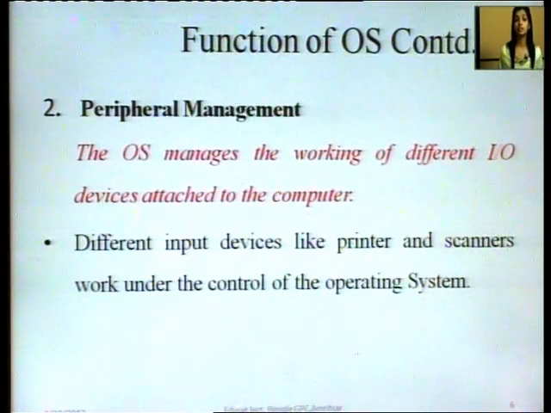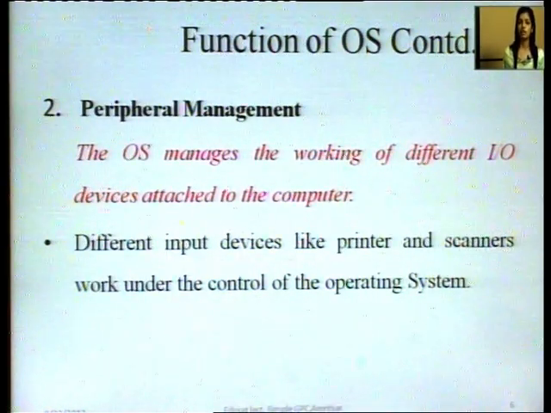Second is peripheral management. The operating system manages the working of different input output devices attached to the computer system. That means it handles and controls the various input output devices connected to the computer system. Different devices like printers and scanners work under the control of the operating system. While we are doing networking, we have a number of computers and a single input output device, and that control is managed by the operating system.